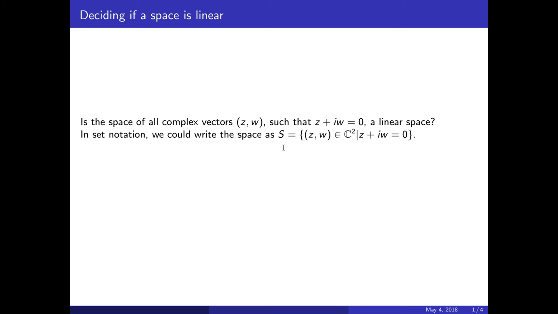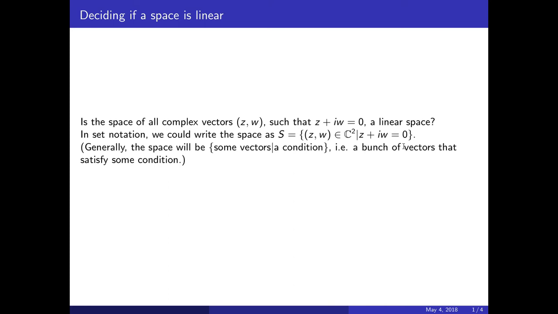And in set notation, we write it as S equal to, curly brackets, the collection of all vectors that come from two-dimensional complex space, such that, the vertical line represents the phrase "such that", first component plus i times second component equals 0. More generally, you'd have some vectors such that some condition is satisfied. In this example, the condition is z plus iw equals 0, but in other examples, it's other conditions. So we had two ways to do it. I'm going to recap the first way that we did in class.